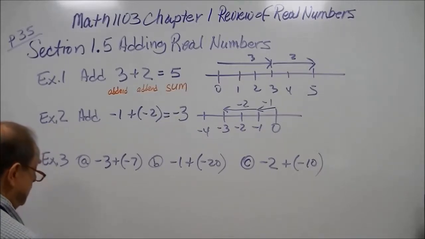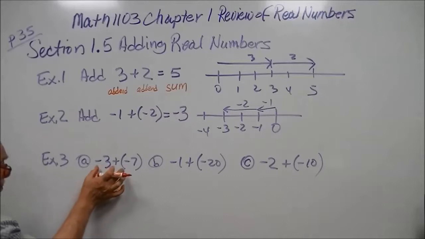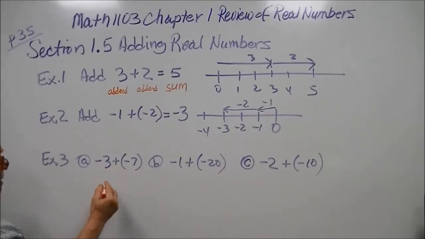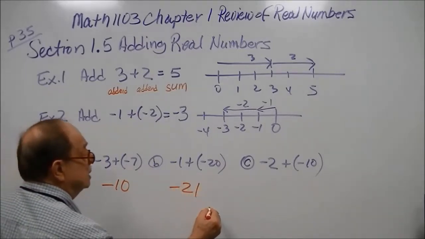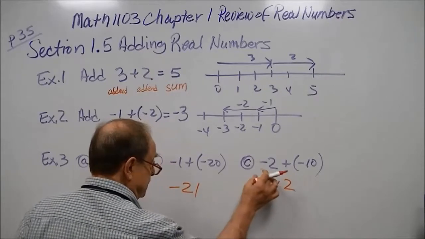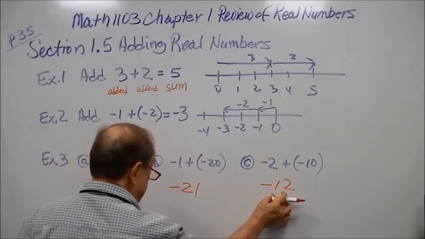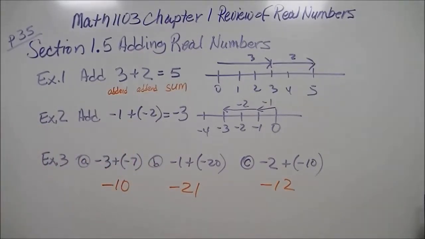Now let's just try a few. The key is if they're both negative, we just add them together and apply the negative sign. So this is going to be a -10. This is going to be a -21. And this is going to be a -12. So if they both have a negative sign, we just add them together and apply the negative sign.